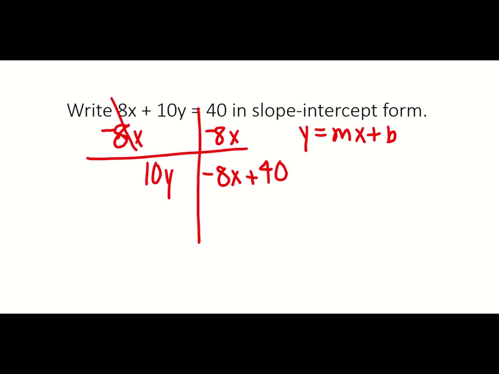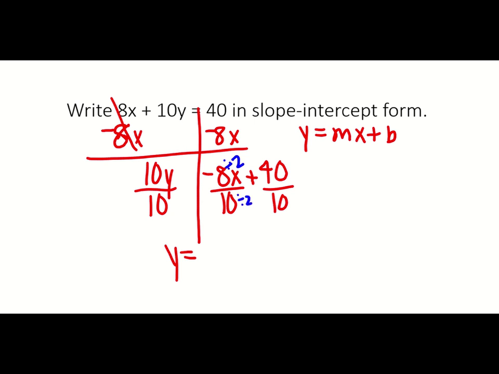Once I have that, I have to get rid of the 10 that's with the y, so I'm going to need to divide every piece by 10 to get y equals, and then simplify. Negative 8 over 10. I can divide both of those by 2.